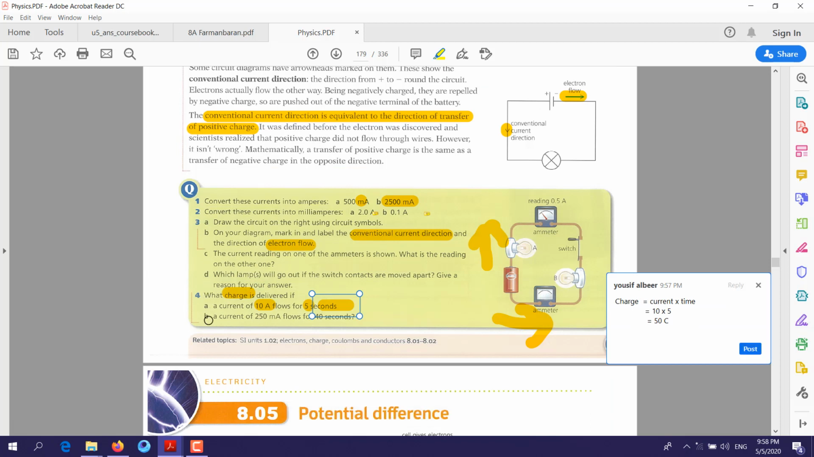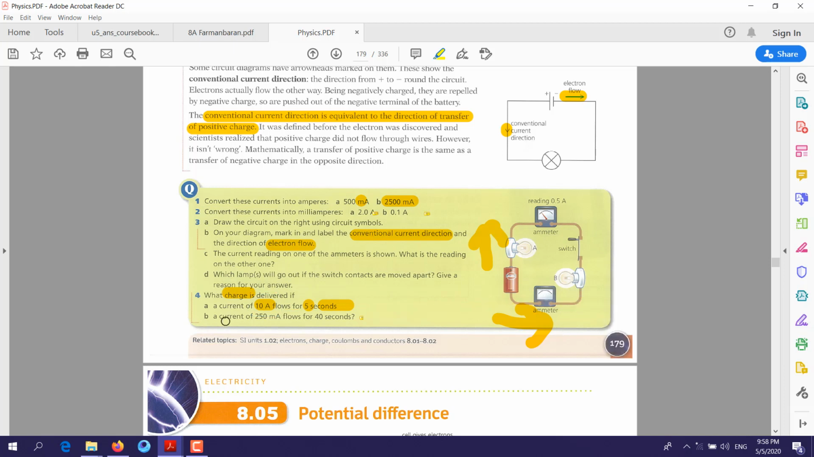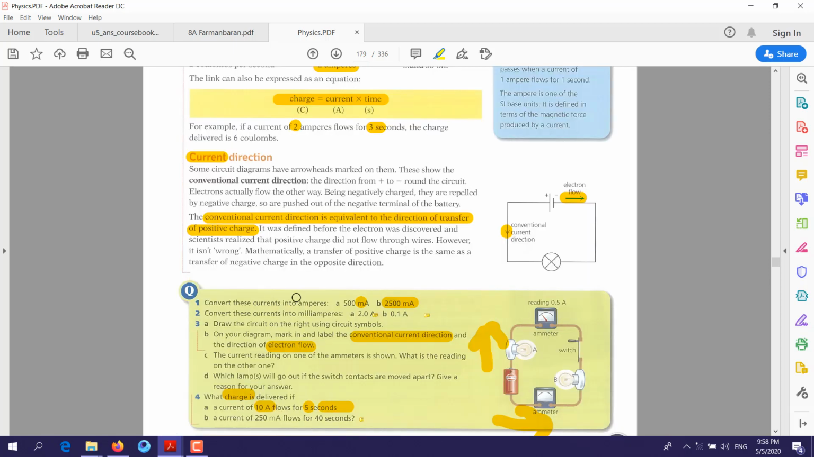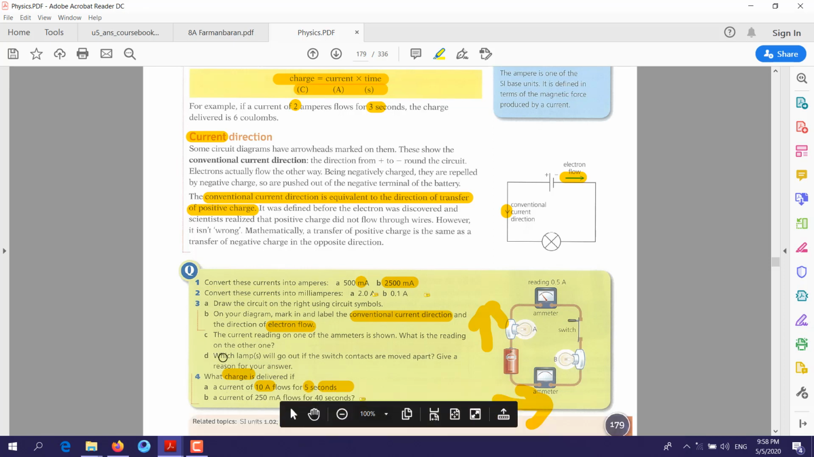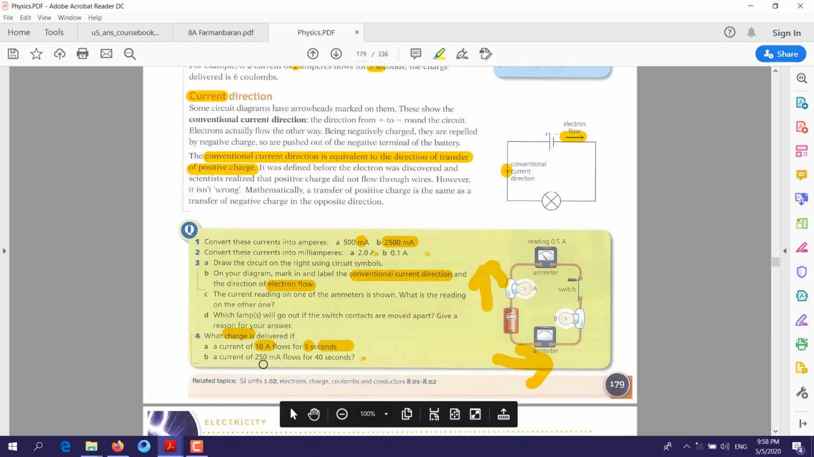B, you will do it. It will be your task. You will do it by yourself. B, it's the same. A current of 250 milliampere flows for 40 seconds. But how to solve this one? You need to focus on the units. The units should be the same as these units. What's the difference here? Instead of ampere, you have milliampere. In this case, you need to convert this milliampere into ampere, then you will solve it.